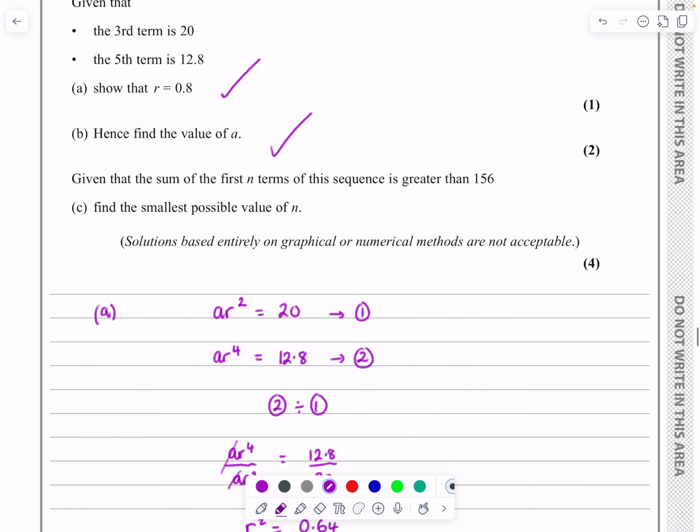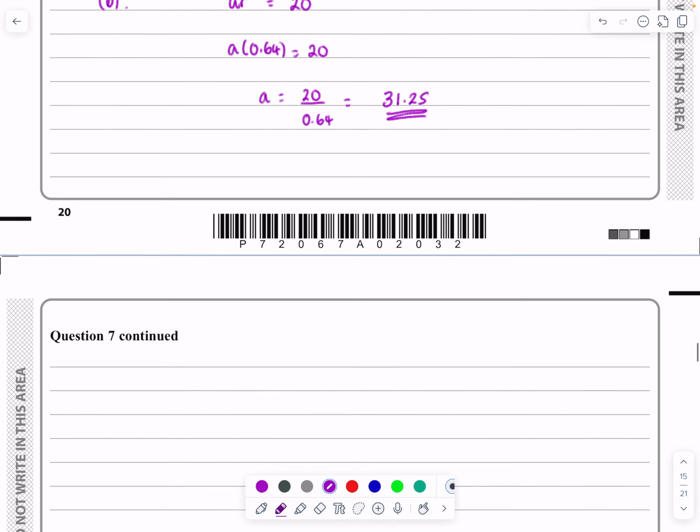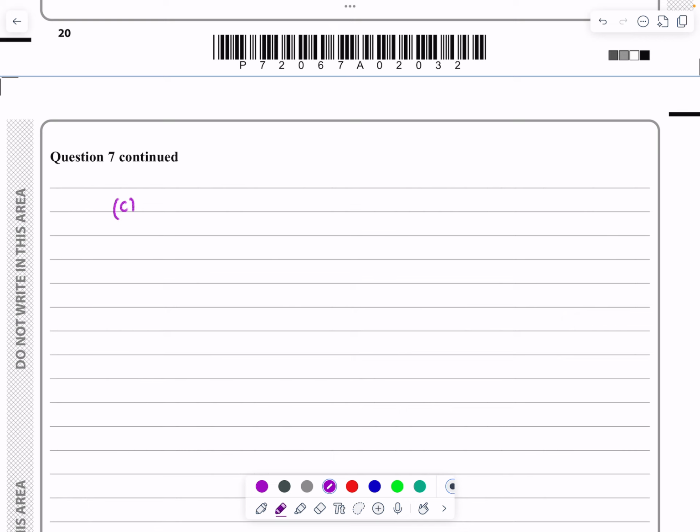It says, given that the sum of the first n terms of this sequence is greater than 156, what's the smallest possible value of n? Okay, well, let's find our formula for the sum of n terms. Our formula for the sum of n terms is Sn equals a times 1 minus r to the n, over 1 minus r. What I'm actually going to do is set that equal to 156, and then I know my number will have to be the next integer bigger than that anyway.